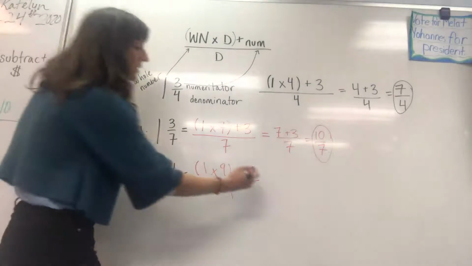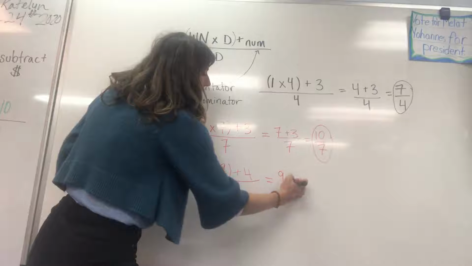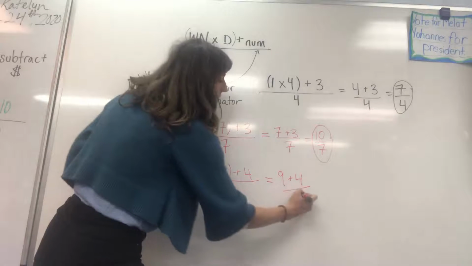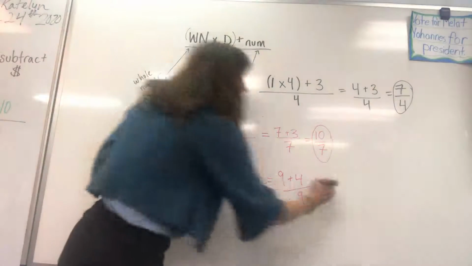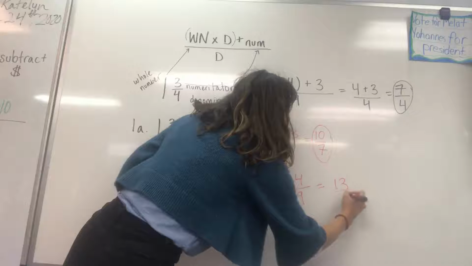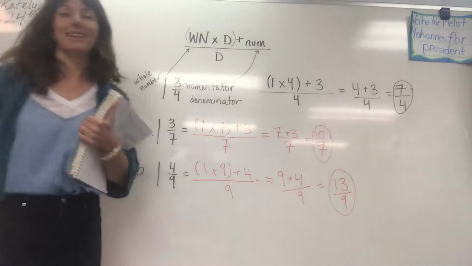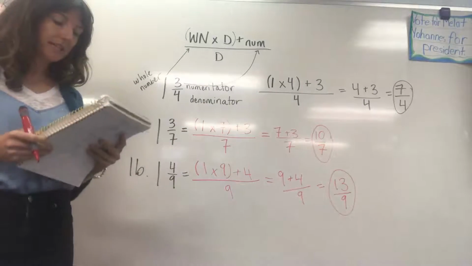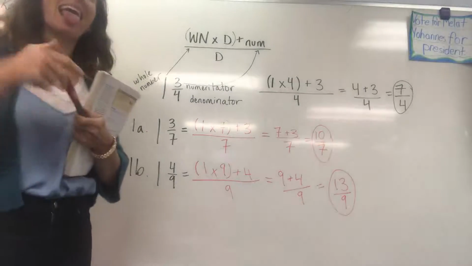Okay, and then we continue doing the work. We know that 1 times 9 is 9, and then we copy adding our numerator, and then we put it over our denominator, and then we finish the work. 9 plus 4 is 13 over 9, big circle. Okay? I'll do one more with you, and then that's it. I'll do 1C, because I love you.